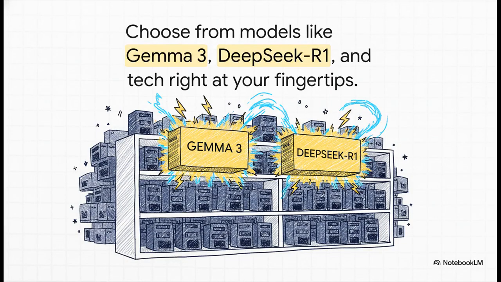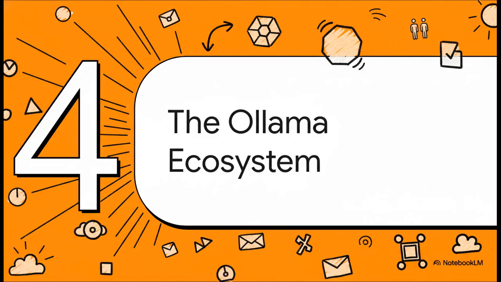And listen, we're not talking about some small, watered-down toy models here. We are talking about industry-leading, open-source powerhouses like Google's Gemma 3 or DeepSeek's incredible coding model. This is the real deal, cutting-edge stuff right at your fingertips. But here's the really interesting part. Ollama isn't just a tool anymore. It's become a phenomenon. It's sparked this massive ecosystem around it, and the growth of this community is probably the biggest signal of just how much of an impact it's having.